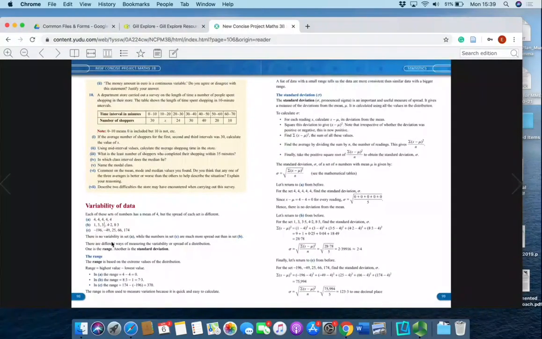So if we have a look down here at the bottom, each of these sets of numbers has a mean of 4, but the spread of each set is different. So in other words, the first one is 4, 4, 4, 4 and 4. So obviously the mean of that is 4. If you add them all up, you'll get 20 divided by 5, which is 4. B: 1, 3, 3.5, 4.2, 8.3. It's telling me it has a mean of 4 also. Part C: minus 196, minus 49, 25, 66, 174. So again, a mean of 4. But what you'll notice about all three is that the spread of each is different.